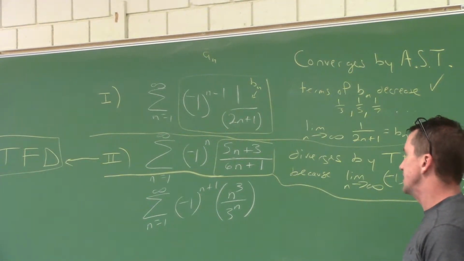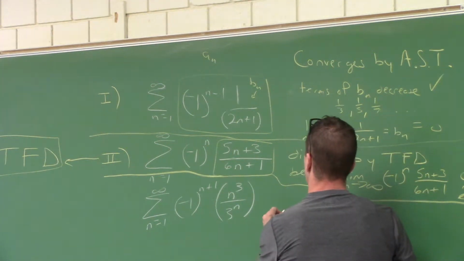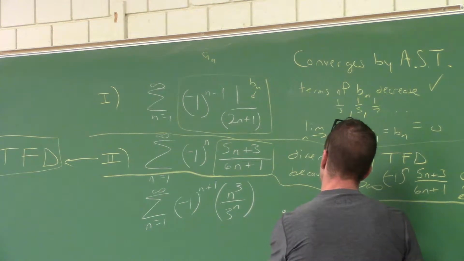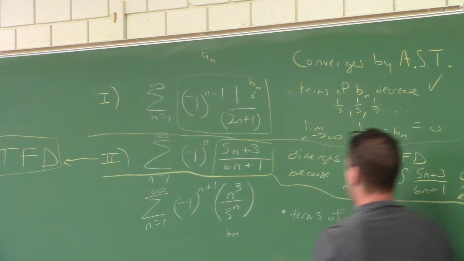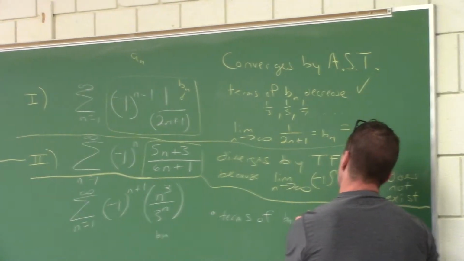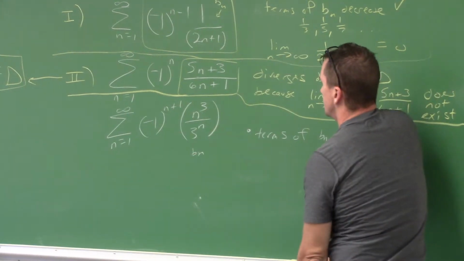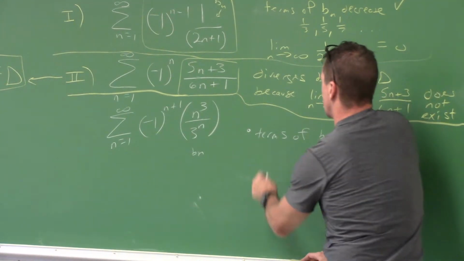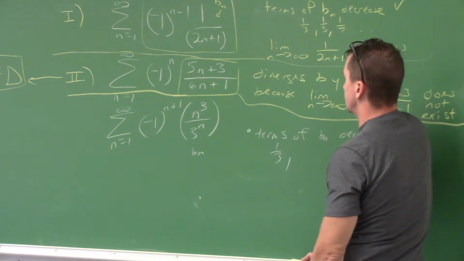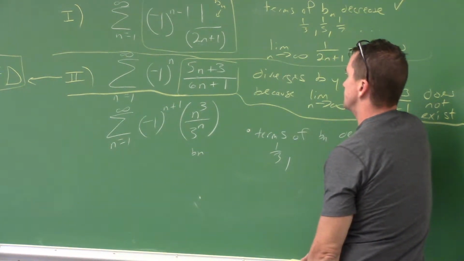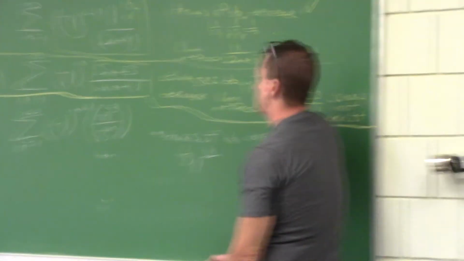n cubed over 3 to the n. Well, are the terms decreasing? Let's check it out. Remember I call this b sub n. Are the terms of b sub n decreasing? You just got to make sure that's happening. What's the first number? 1 cubed over 3 to the 1 is what? 1/3. Now plug in a 2, what do you get? You get 8 over, what's 3 squared?